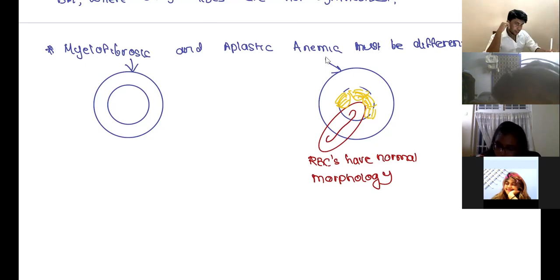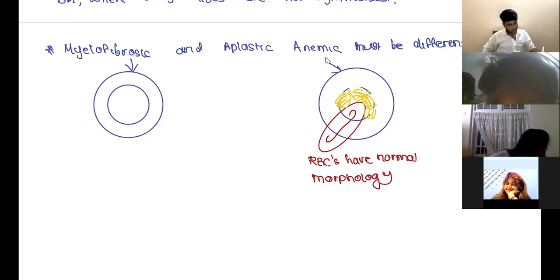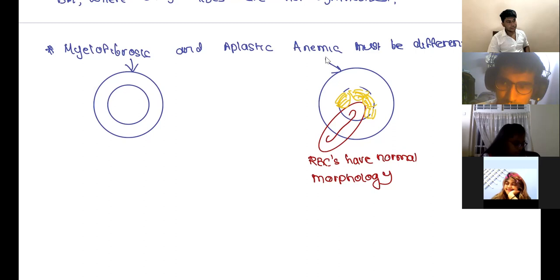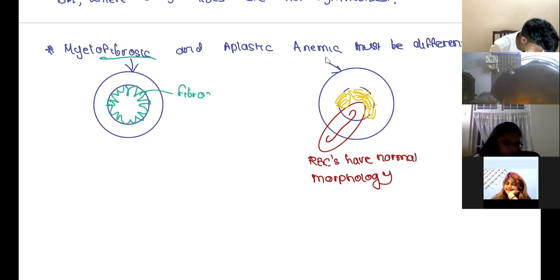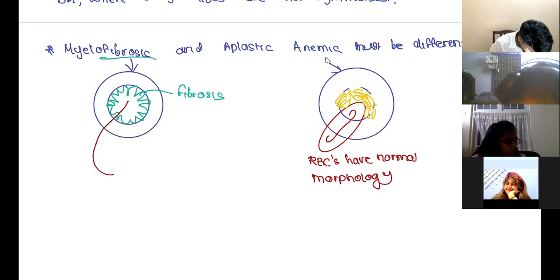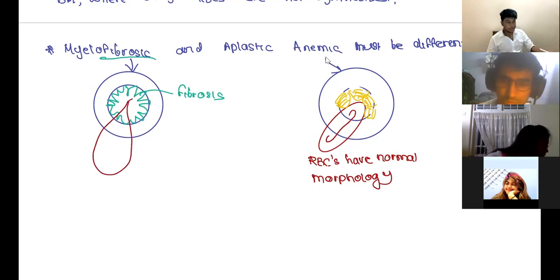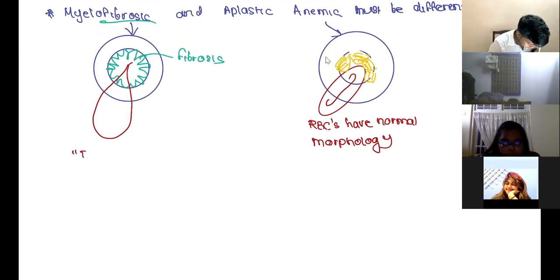In myelofibrosis, what do you think the red blood cells come out from? What is going to be the surface it has to go against? Fibrosis. Exactly, fibrosis, okay? So you get a very rough surface of fibrosis. And the red blood cell literally sheds a tear when coming out. You call this a teardrop cell.